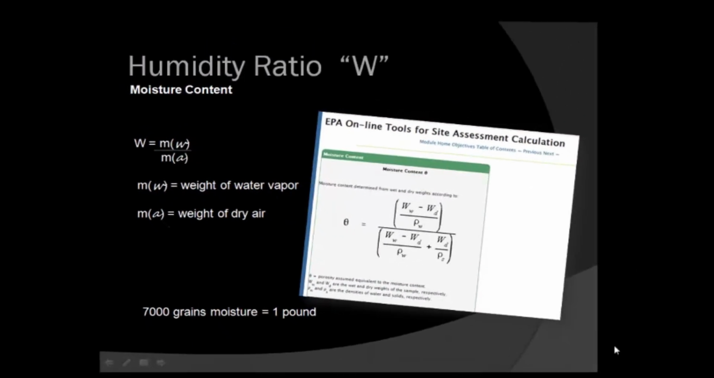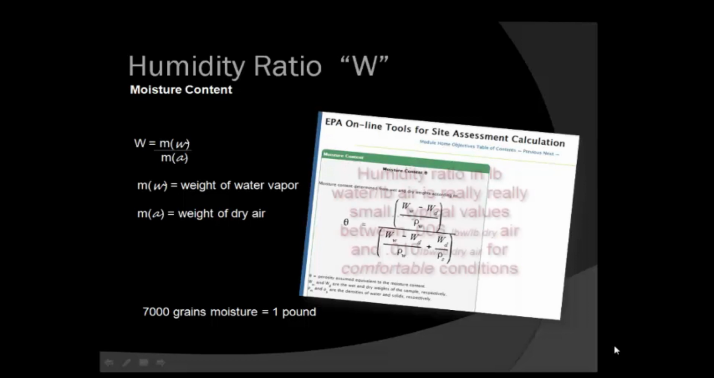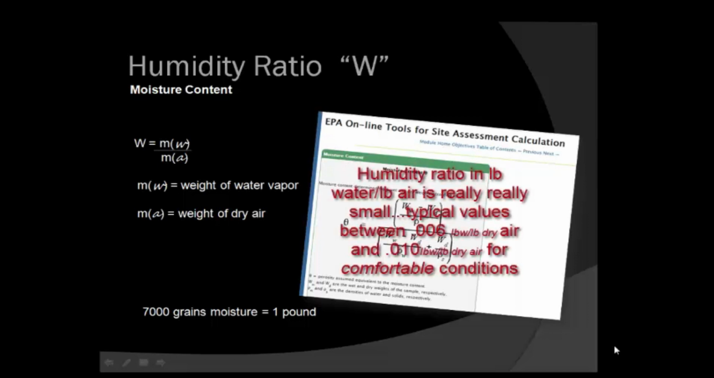Since air has typically a relatively small amount of water vapor in terms of pounds, another expression for humidity ratio is commonly used called grains of moisture. There are 7,000 grains of water in a pound.